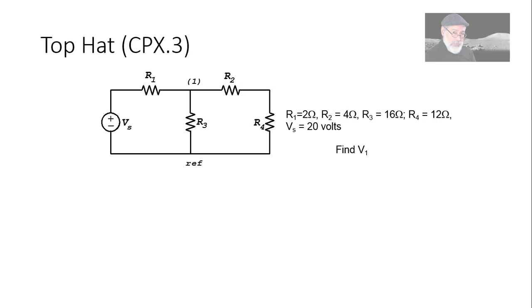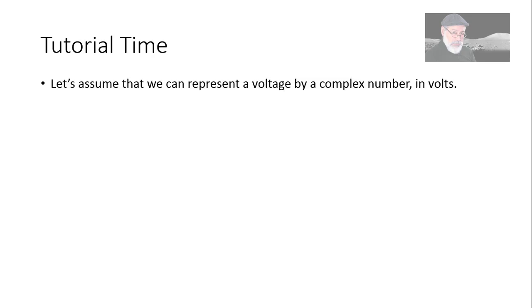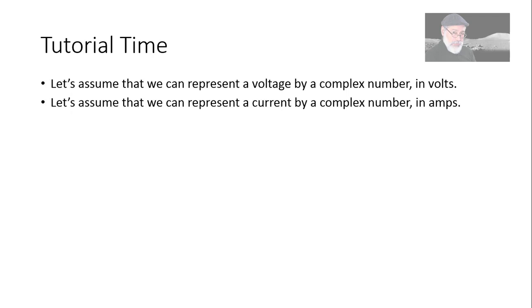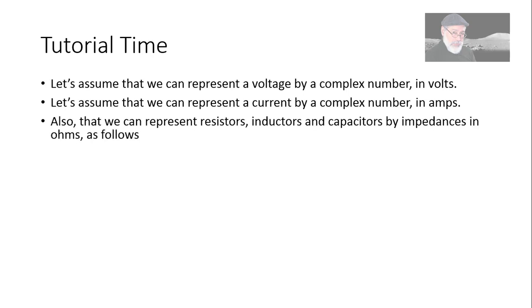In that circuit, find me what is the voltage of the node 1 at the top with respect to the reference. Now let's go back to a tutorial time before I ask you 6 more top hat questions. Let's assume for the time being, and this way we'll prove in the rest of the course, that we can represent a voltage by a complex number in volts, that we can represent a current by a complex number in amps. Also, let's assume that we can represent a resistor, an inductor, and a capacitor by an impedance in ohms.